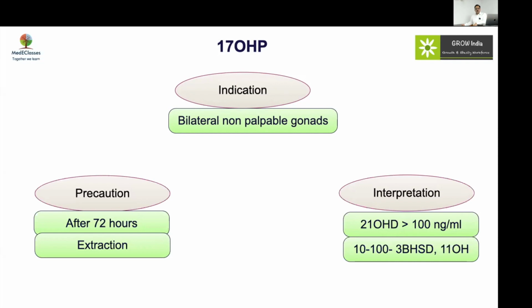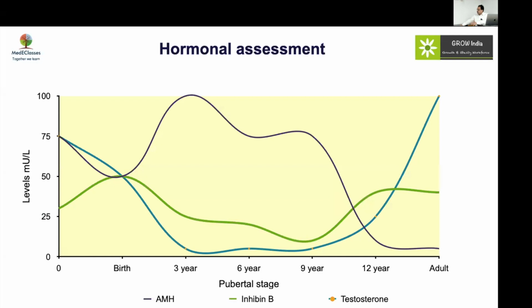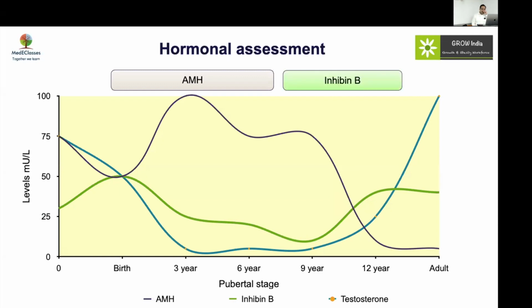10 to 100, it's 3 beta or 11 hydroxylase, because they can have mild elevations in terms of 17-OHP, and in between you can do an ACTH stimulation test as well. If you talk about the assessment for somebody who has palpable gonads, you have to look at the various factors. What you need to remember is that testosterone levels may be unreliable beyond the mini puberty. So the best test for the Sertoli cell function is actually AMH.